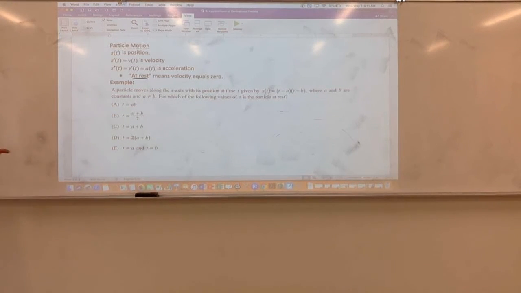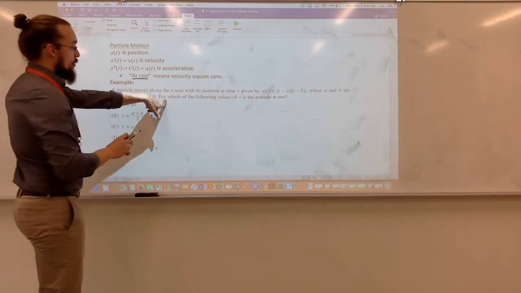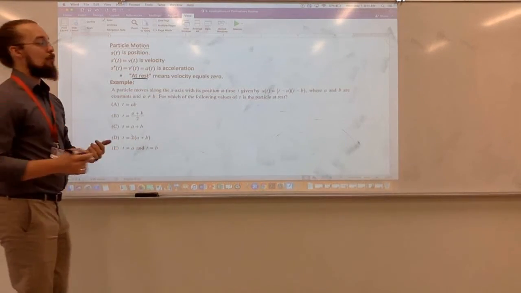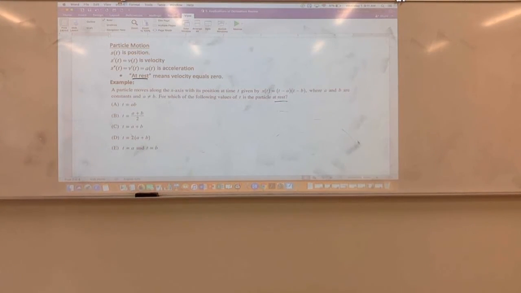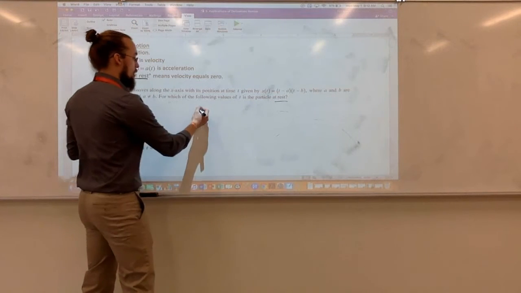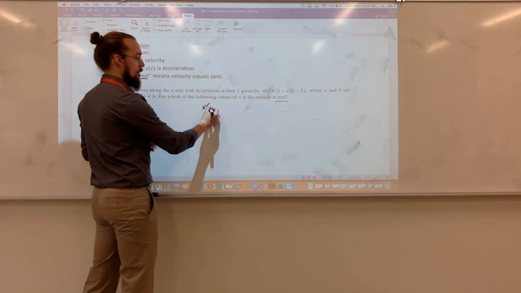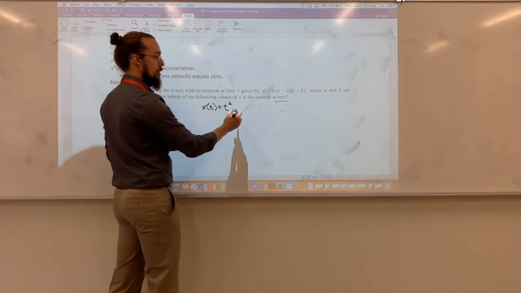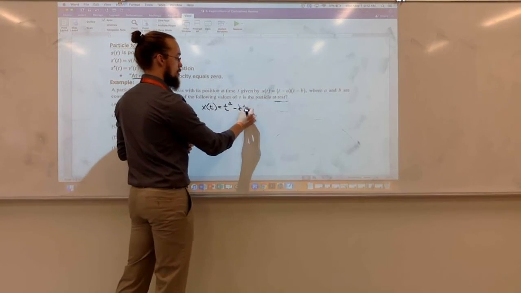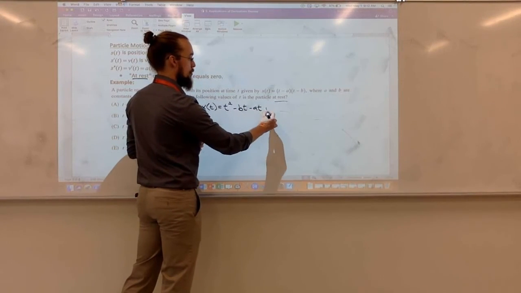So, quick example here. We've got a particle moving along the x-axis, and we are given a position function. We want to figure out where the particle is at rest. So, at rest means velocity equals 0. If I'm given position, I would want to find the derivative to get velocity. So, I think it actually makes sense to multiply this one out. So if I multiply this out, I would get t squared minus bt minus at plus ab.